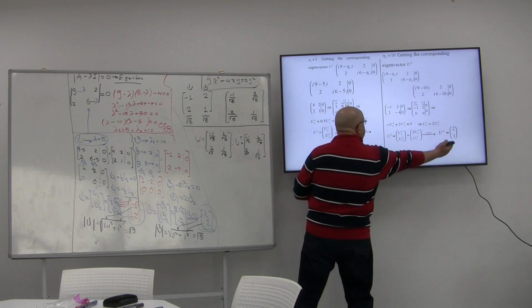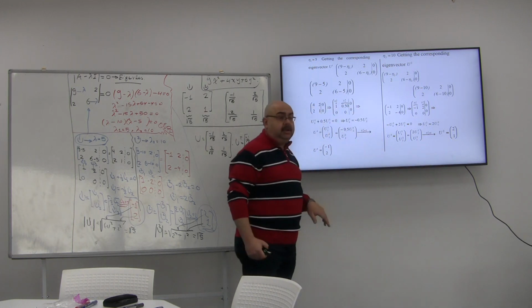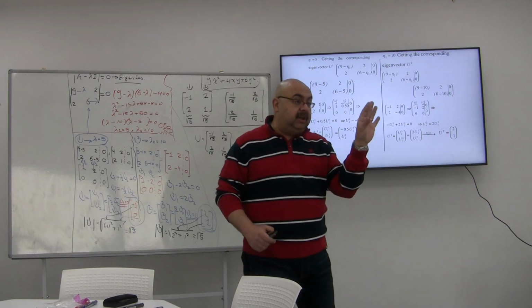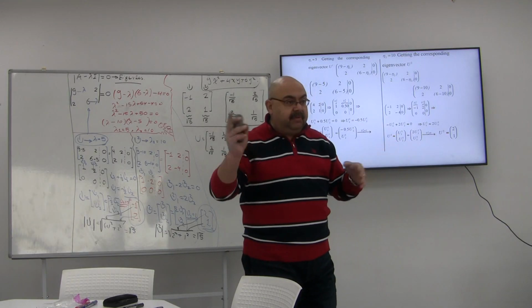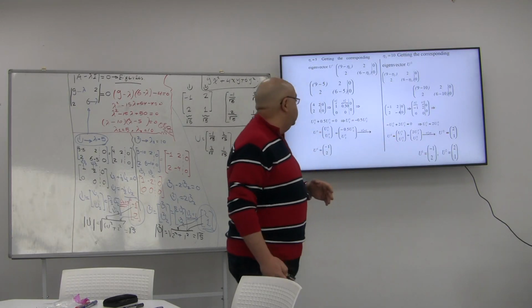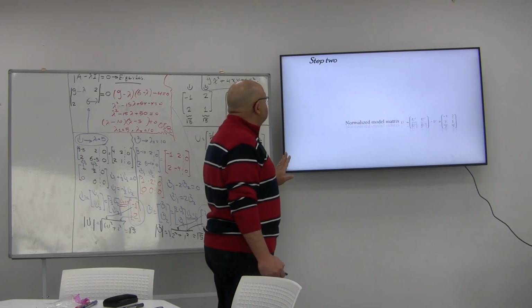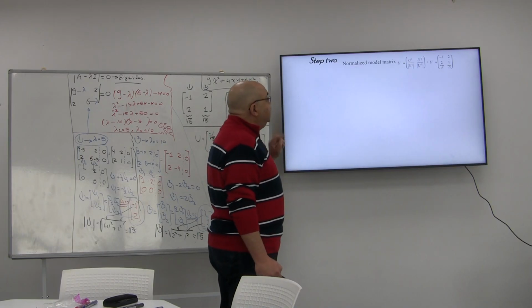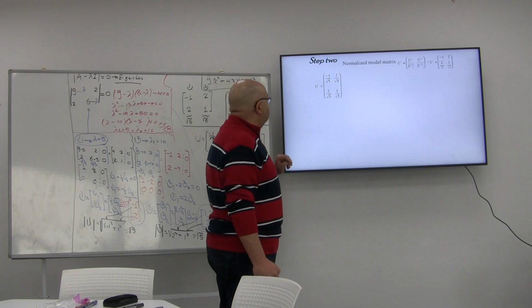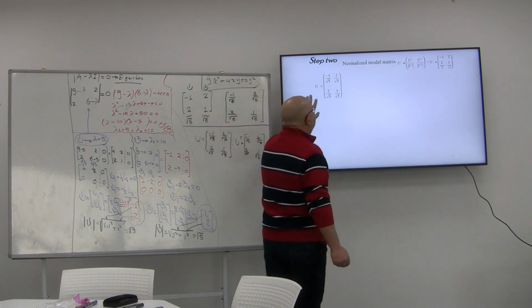Remark, these two guys are perpendicular to each other, because if you do a dot product, the first times the first plus the second times the second will equal 0. These are the two vectors. Second step, getting them to unit vector form. This is going to be the U matrix.